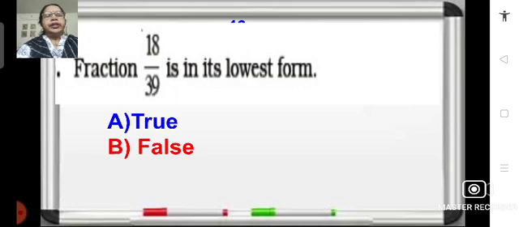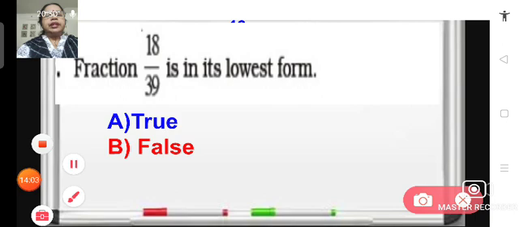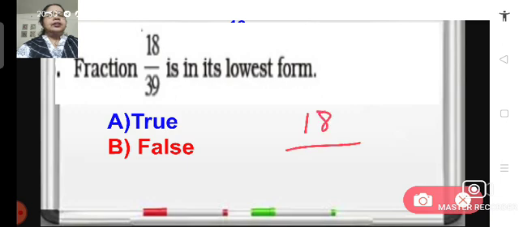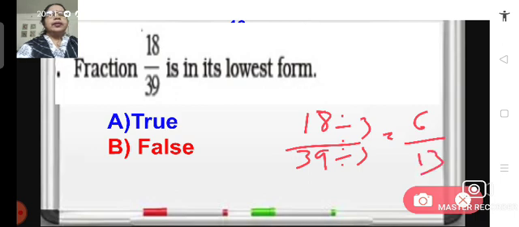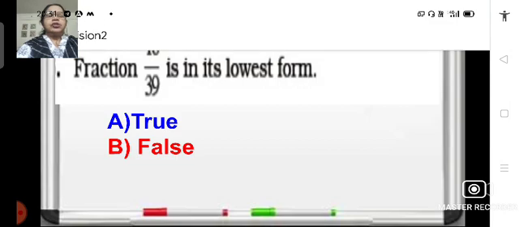Now, fraction 18 upon 39 is in its lowest form. Is it true? No, it is not in lowest form. It can still be divided by its HCF, that is, 18 and 39 by 3, isn't it? By 3, what do we get? We get 6 upon 13. So, 18 upon 39 is not in its simplest form. So, this is a false statement.